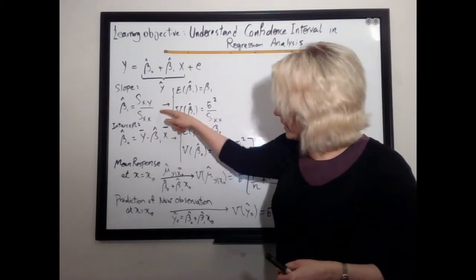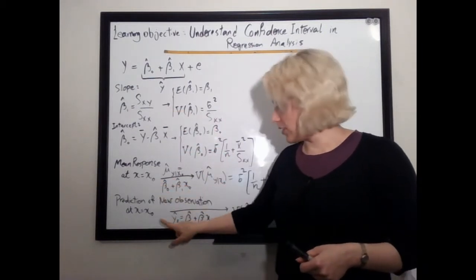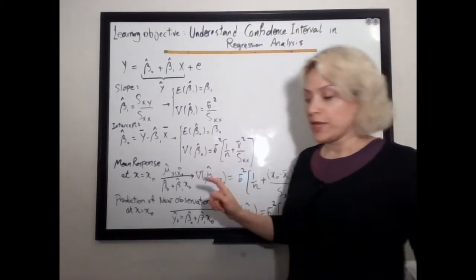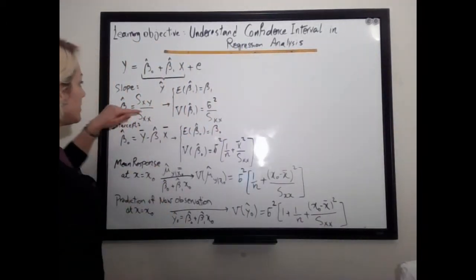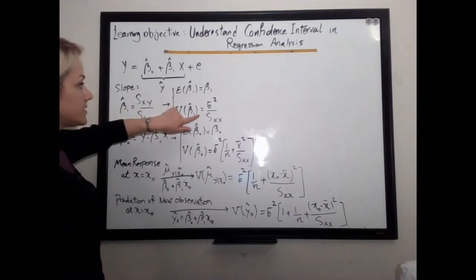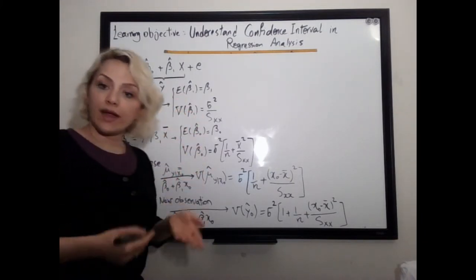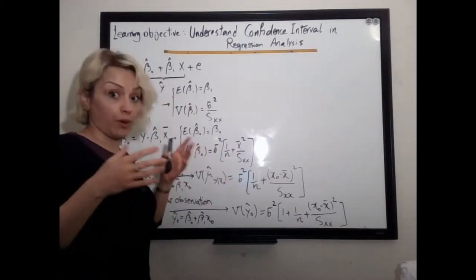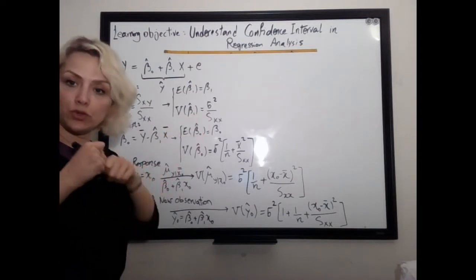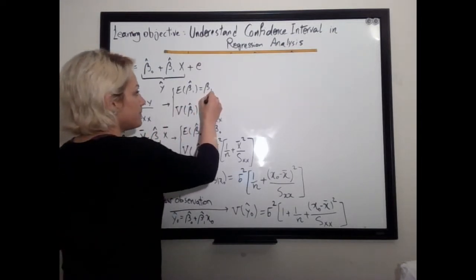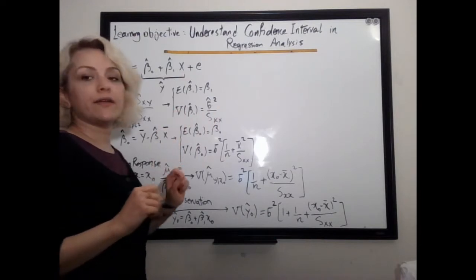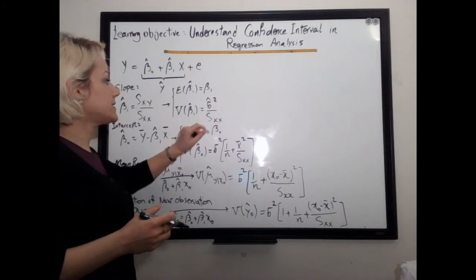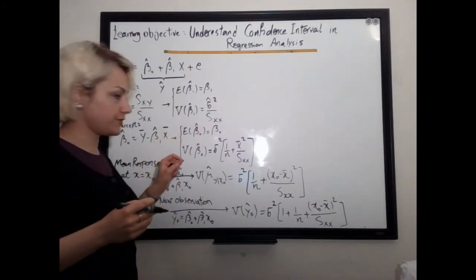What you can see for beta 1, beta null, the mean response, and also the future observation, look here, for all of them we have the variance. So let's look at the variance. The variance of beta 1 is sigma squared if we have the variance of all the data, like for the population. If we don't have it, we are going to find an estimate for it. So it's going to be sigma squared estimate over the sum of the squares of the x's.